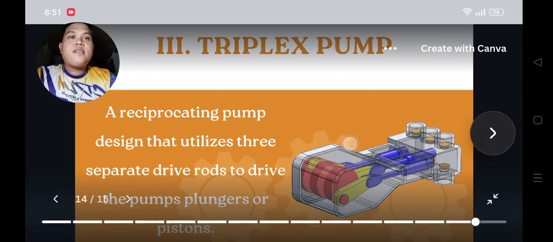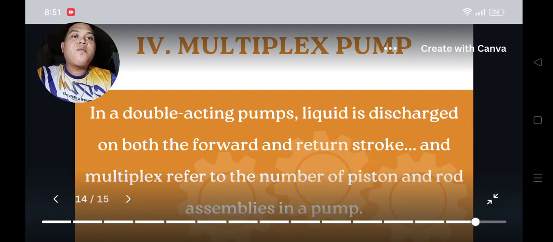Lastly is the multiplex pump. In double acting pumps, liquid is discharged on both the forward and return stroke, and in the multiplex, there are many pistons, more than two or three. In multiplex single acting, the pistons work together at different times. In double acting, the work is to ensure a smooth process.